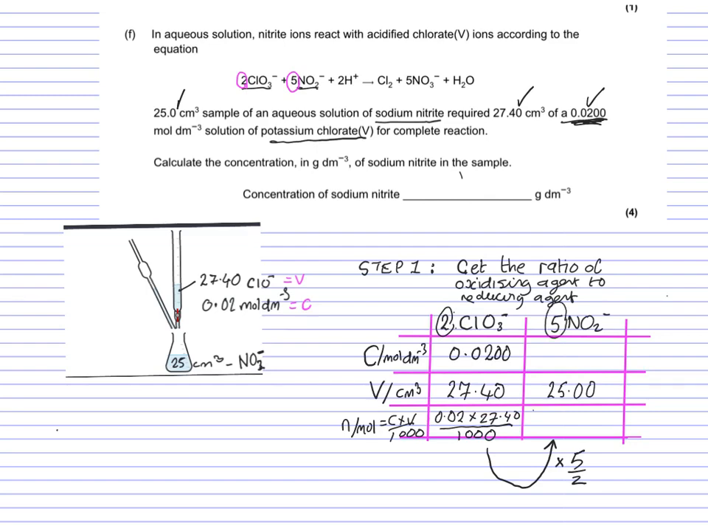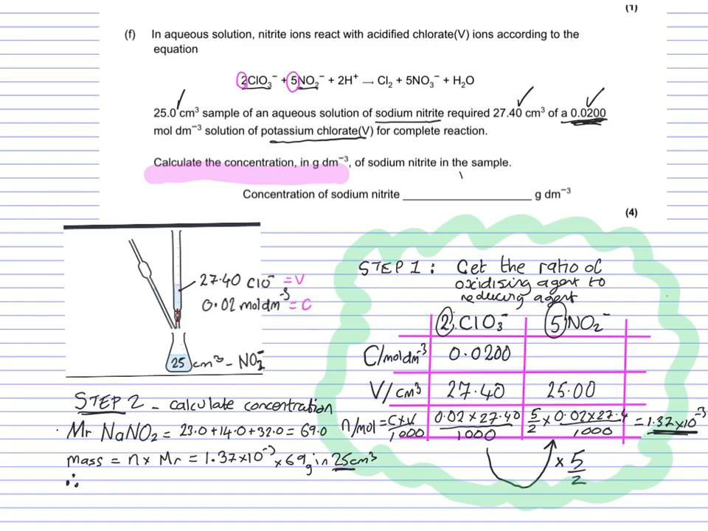So it's 5 over 2 times the number of moles. We know the ratio, so we simply multiply the moles of the chlorate by 5 over 2 to get the correct number of moles of nitrite ions. Now in the next step, we're going to take those moles and convert them into concentration in grams per dm cubed.